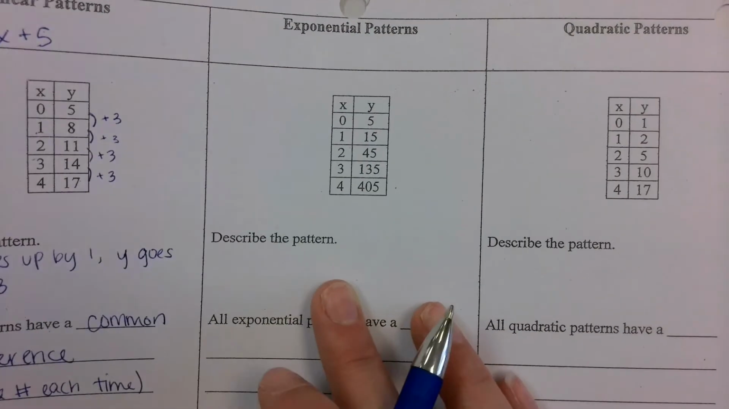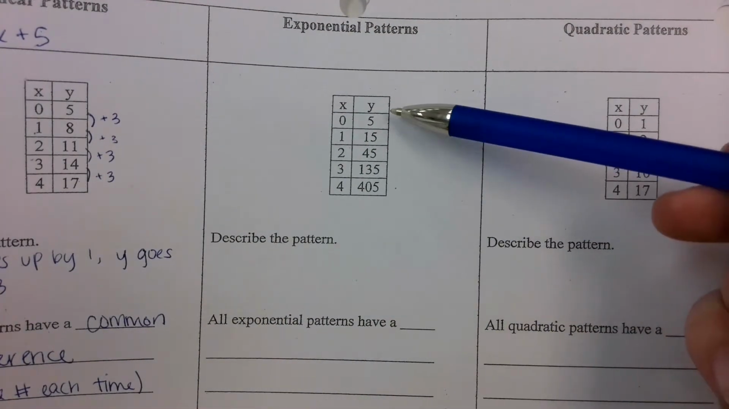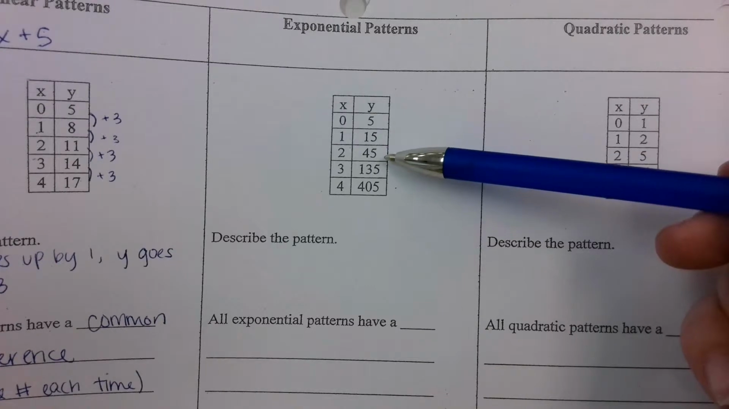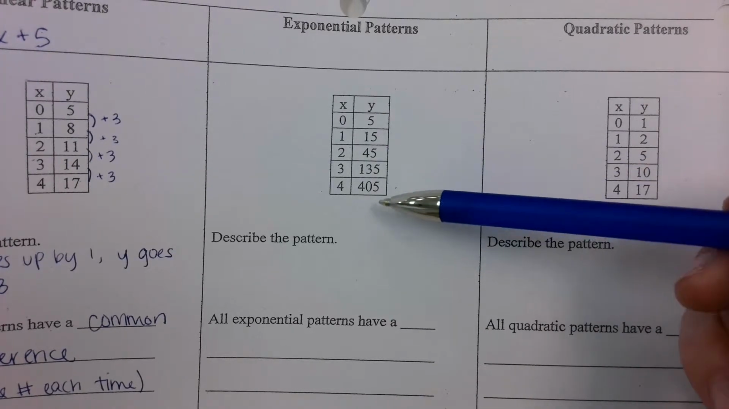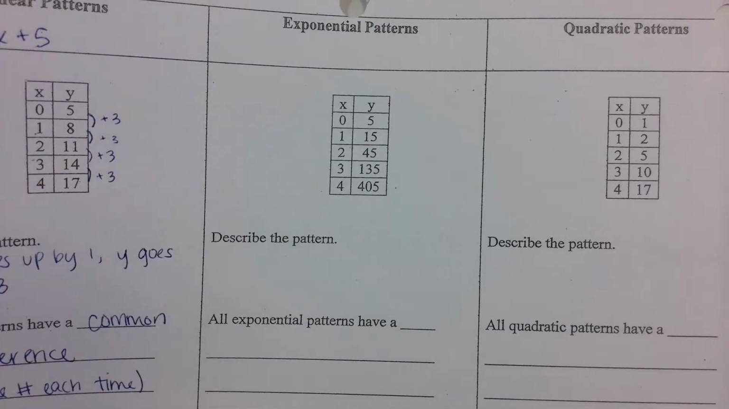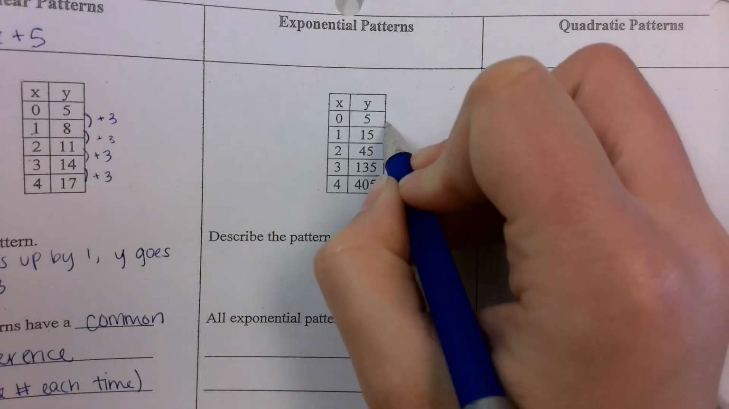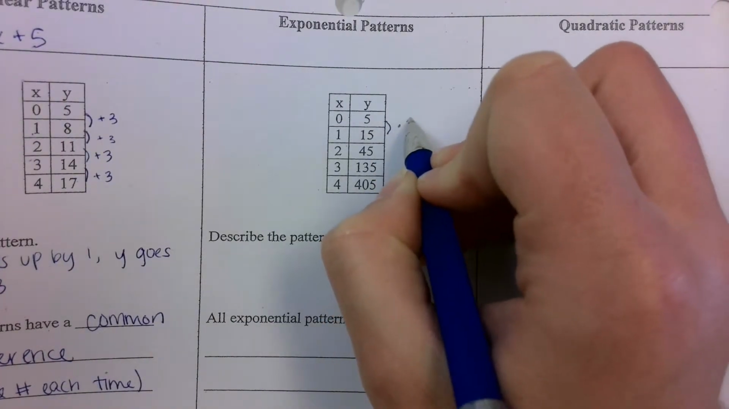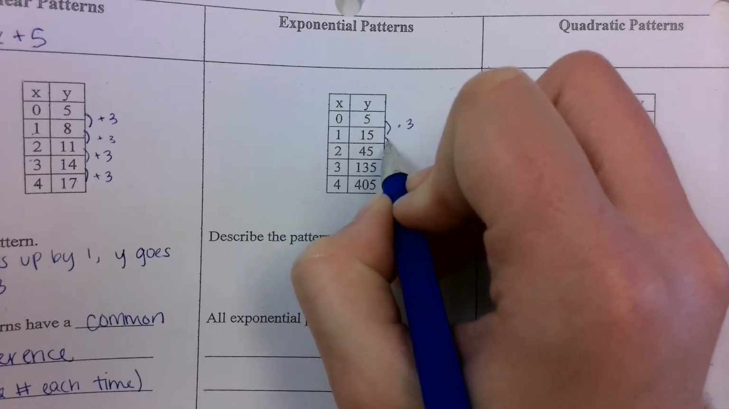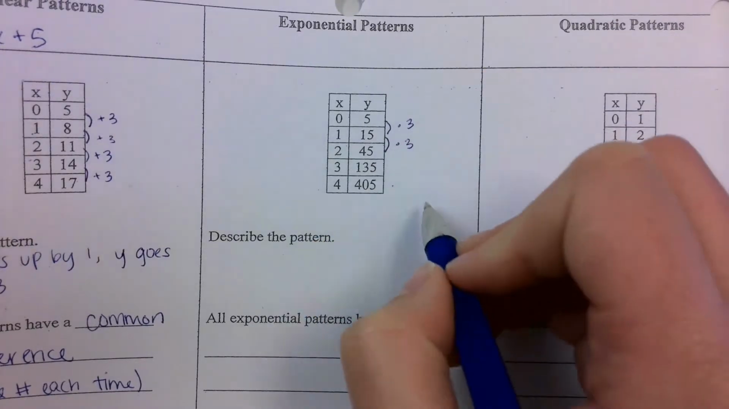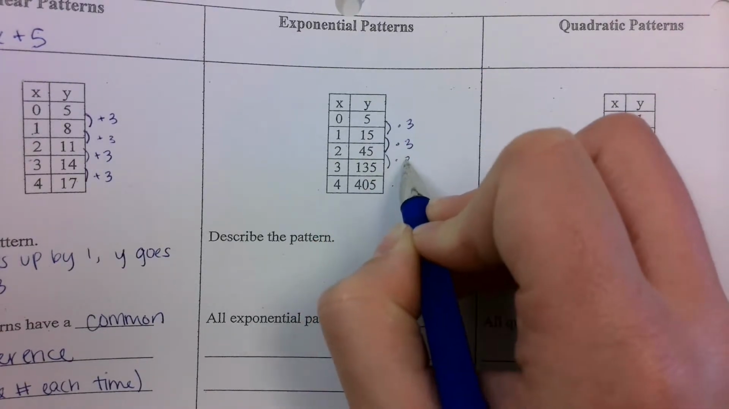So what's happening with our y values this time? Well, you see they're getting really big really fast. So we know that it is indeed exponential growth. Okay. But what are they doing? What do you have to do to 5 to get to 15? Times 3. Y'all are fast. What's 15 times 3? So what are they doing each time? Times 3.